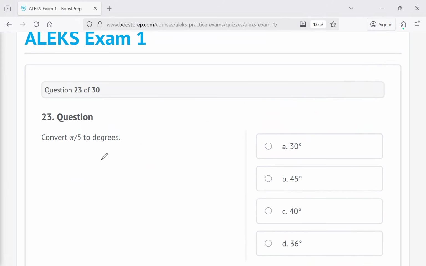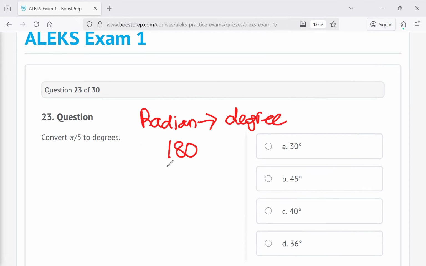Okay, 23. Convert pi over 5 to degrees. It's really simple. If you have a radian and you want to convert it to degrees, all you got to do is replace the pi with 180 and then divide it by 5 because that's over 5. So what is 180 divided by 5? It is 36. Okay, 36 degrees.